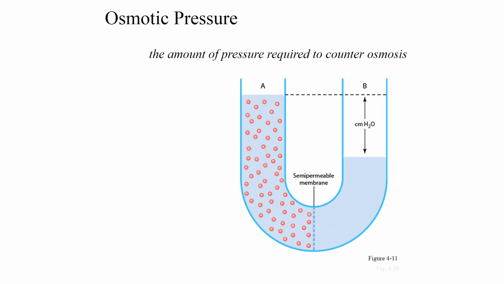This figure has been taken from Guyton. Here we can see a semi-permeable membrane which is separating two columns of fluid, one containing pure water and the other one containing water and solute. The solute cannot permeate through the cell membrane. Now what will happen? There will be osmosis of water from chamber B into chamber A.